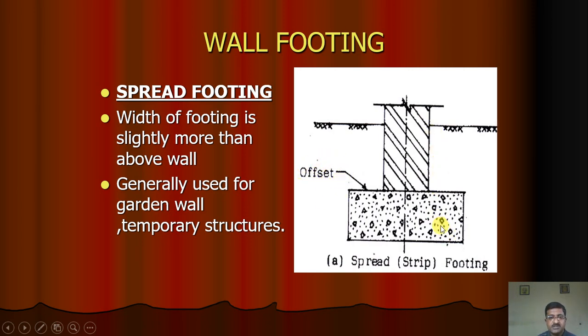Also remember the symbols of this. This symbol stands for the brick wall, two continuous lines spaced, two continuous drawn at 45 degrees, and this is the symbol for concrete. Also you can see this is the ground level. Spread footing: the width of the footing is slightly more than the wall above, generally used for garden walls and temporary structures.